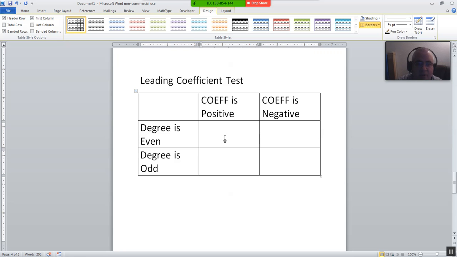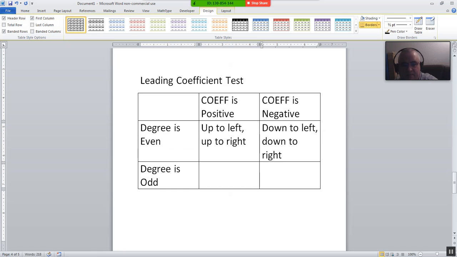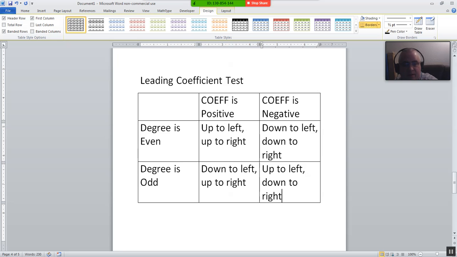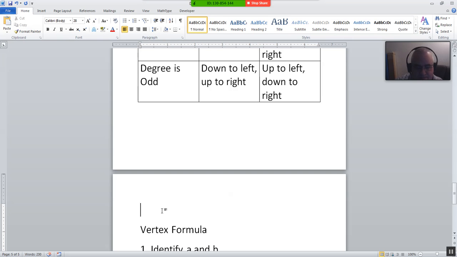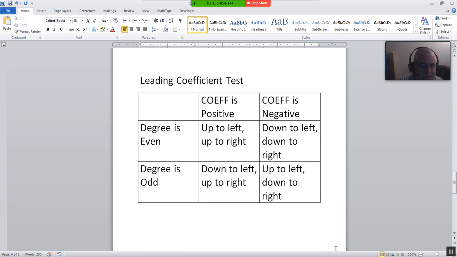If your degree is even, the coefficient is positive, tells us it's up to the left, up to the right. If your degree is even and your coefficient is negative, it's down to the left, down to the right. If your degree is odd, your coefficient is positive, it's down to the left, up to the right. If your degree is odd and your coefficient is negative, it's up to the left, down to the right. Now let me show an example using that.